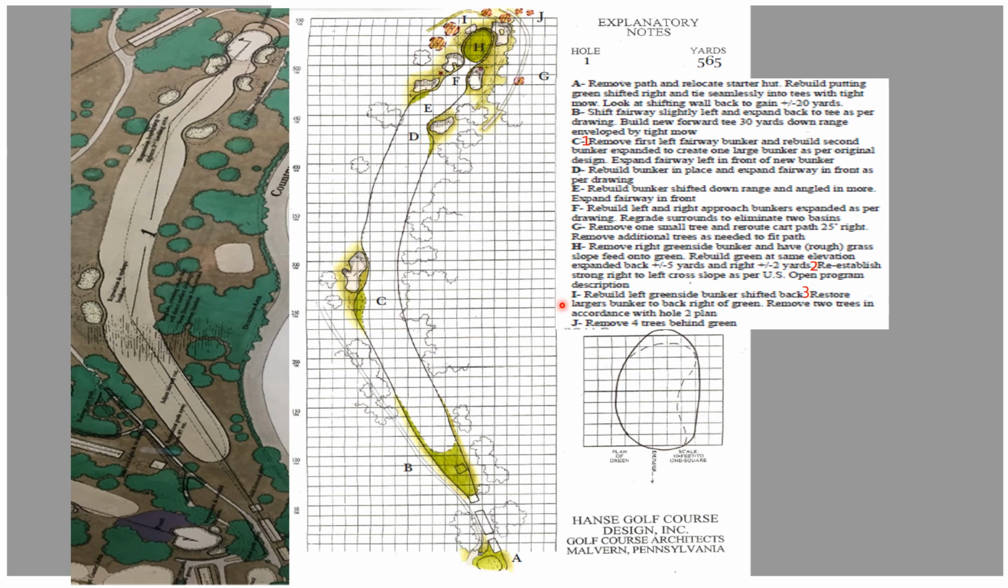Rebuild left green side bunker, shifted back, and restore large bunkers to back right of green. So this bunker configuration, especially here, is much more like the original Maxwell green. So again, another reference to the original green, this grass island here, like the original Maxwell bunker. And then J, remove 4 green tees behind green, like these right here.